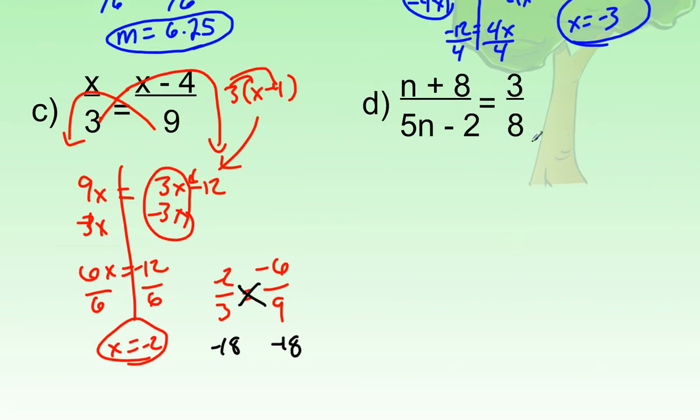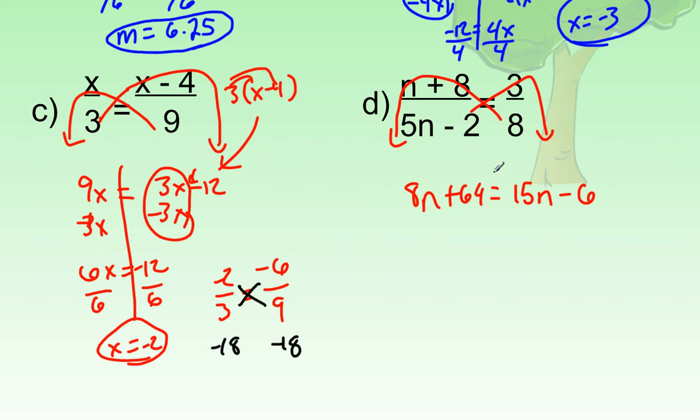Letter D. Cross multiply here. 8 times n is 8n. 8 times 8 is 64. Cross multiply here. 3 times 5n is 15n. 3 times negative 2 is negative 6. So I'm doing the in the head distributive property here. I'm taking the 3 times by all the terms down here and the 8 times by all the terms up there.